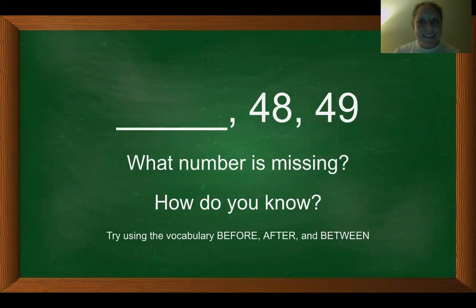Read the sequence of numbers with me. Blank, 48, 49. What number is missing? How do you know? Turn and talk with somebody close to you. Try using the vocabulary before, after, and between.